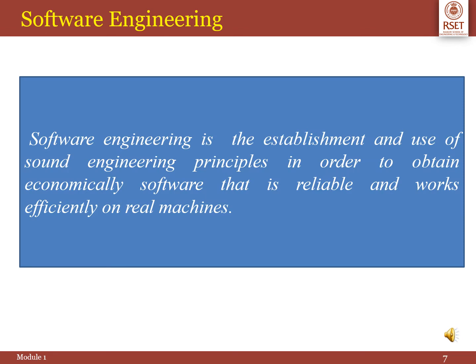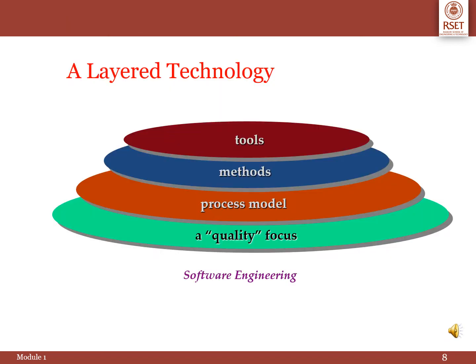Next topic is the software engineering. So what is software engineering? The software engineering is the establishment and use of sound engineering principles in order to obtain an economical software that is reliable and works efficiently on real machines. A software engineering is a layer technology. Here we can see different layers of a software engineering.